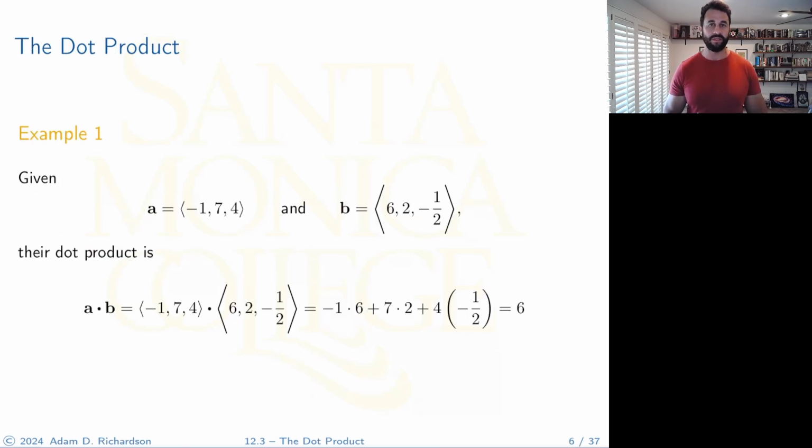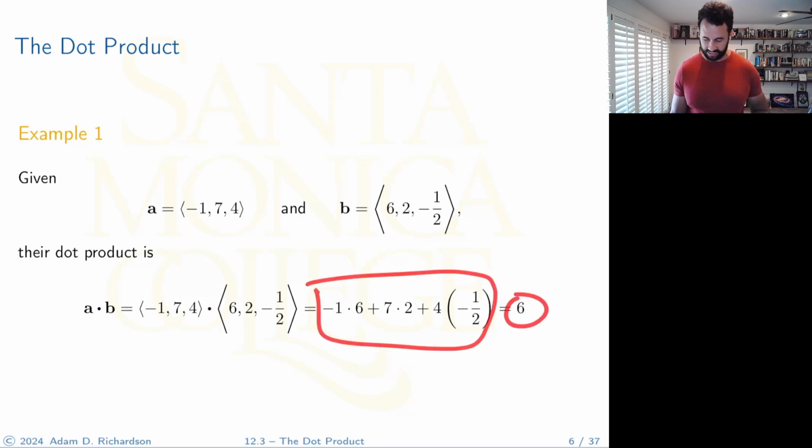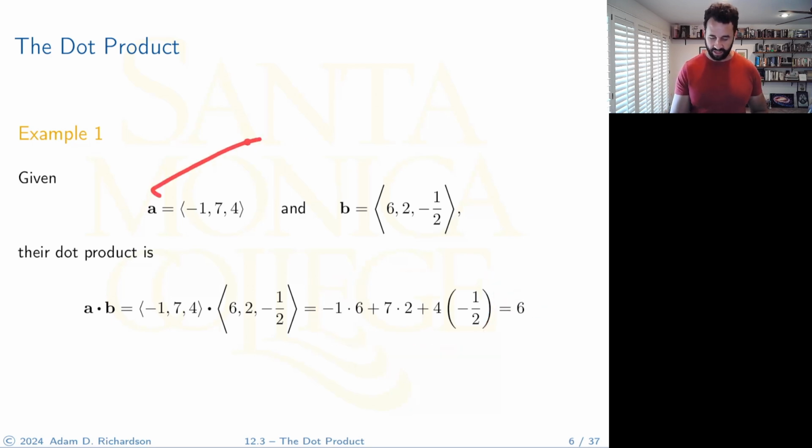Here are some very simple examples. If this is a vector A and this is a vector B, their dot product is just -1 times 6 plus 7 times 2 plus 4 times -1/2. Add all that up and you get 6. So when you dot these two vectors, the number you get is a 6. That's it.